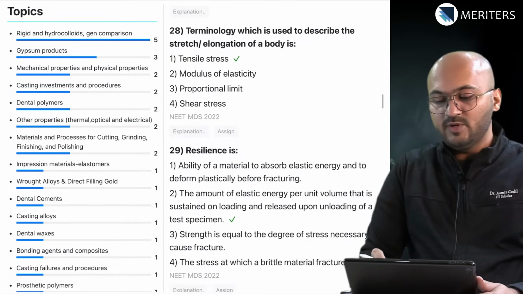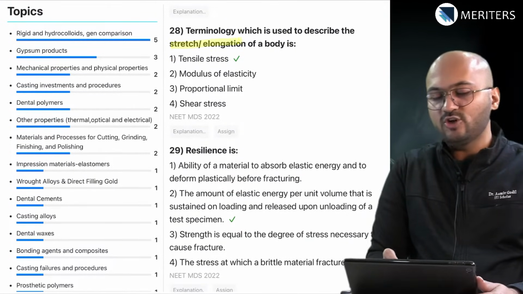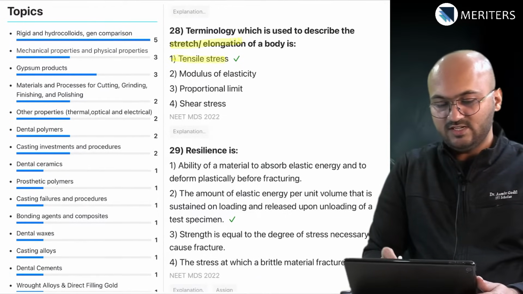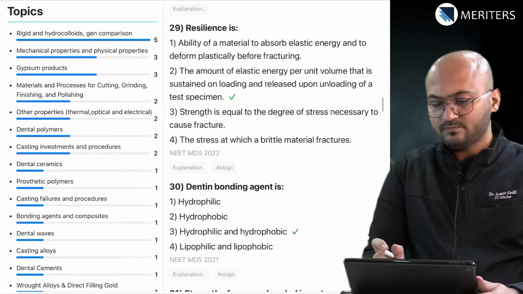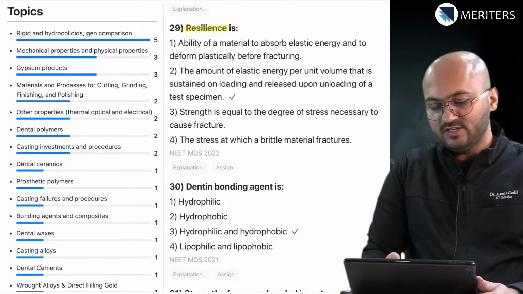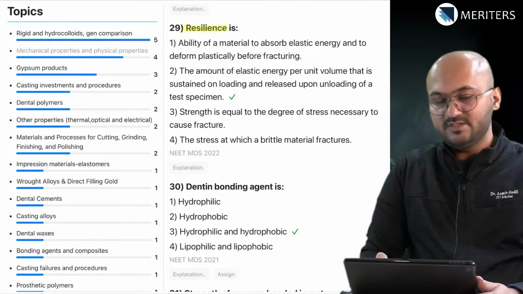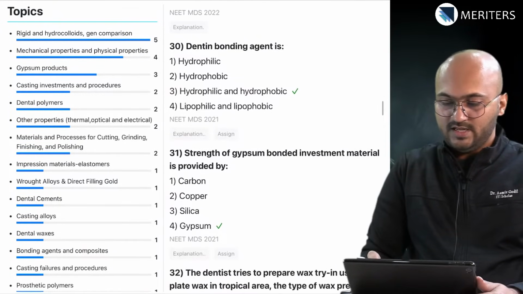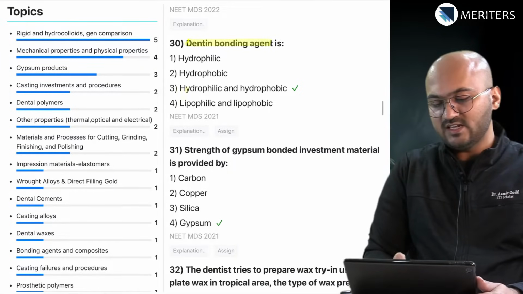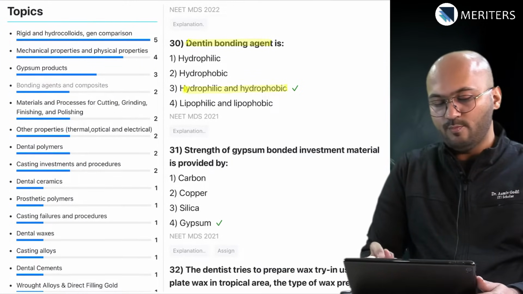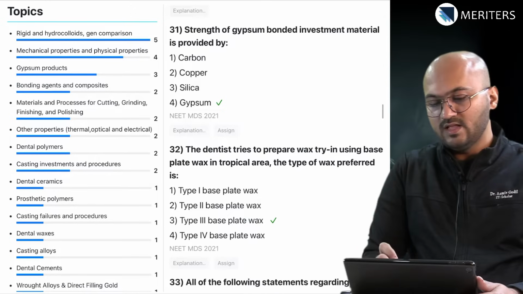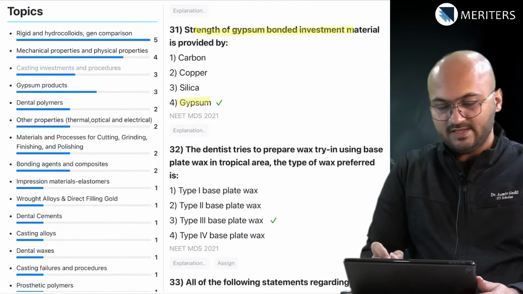Next. Terminology which is used to describe the stretch or elongation of a body is called tensile stress, physical property. Resilience, the definition of resilience, another physical property. Next question, dentine bonding agent has a hydrophilic and hydrophobic component. Then the strength of gypsum bonded investment material is provided by gypsum itself.